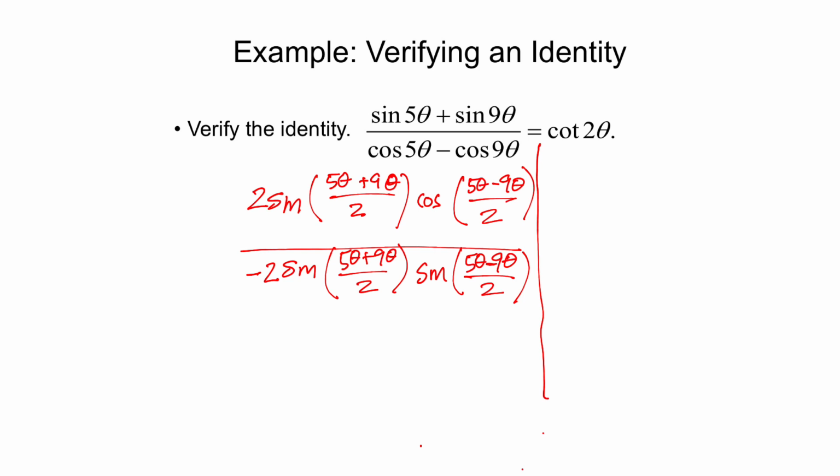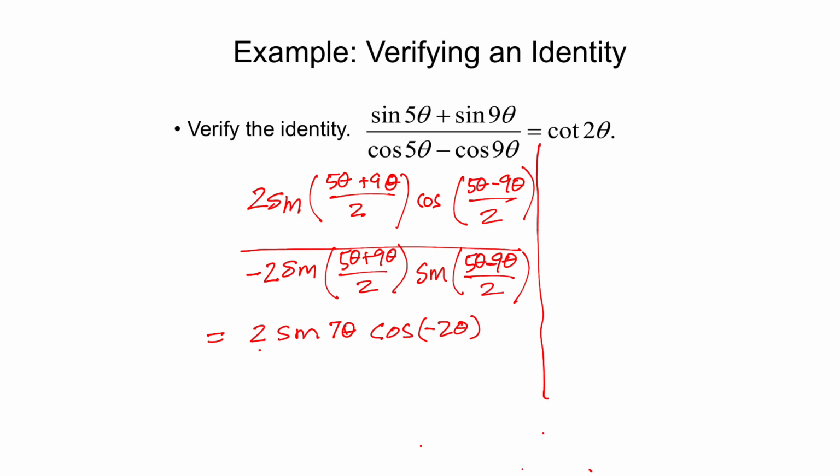So simplifying the first angles, 5 plus 9 is 14, so 14 over 2. Let's simplify what we have there a little bit. On the top, we have 2 sine. 14 divided by 2 is 7, so 7 theta. And when we subtract 5 minus 9, that gives me negative 4. So negative 4 over 2 is negative 2 theta. So that's cosine of negative 2 theta.